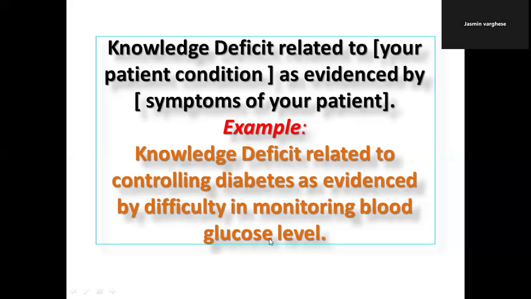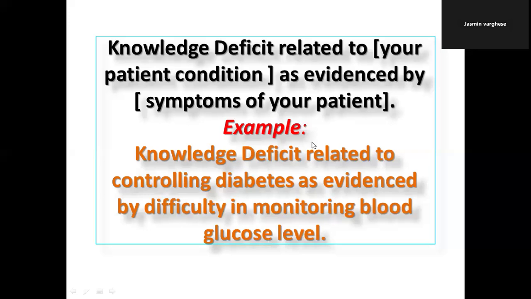So he or she is having diabetes and is having knowledge deficit related to how to monitor blood glucose level. Like this you have to write your nursing diagnosis: knowledge deficit related to your patient condition. My patient condition is diabetes, so controlling diabetes, as evidenced by symptoms of your patient. My patient symptom is difficulty in monitoring blood glucose level. In this way you have to develop your nursing diagnosis: knowledge deficit related to your patient condition as evidenced by symptom of your patient.